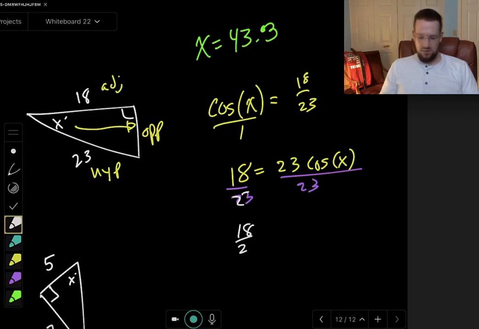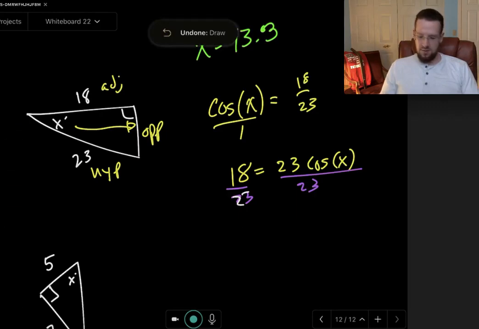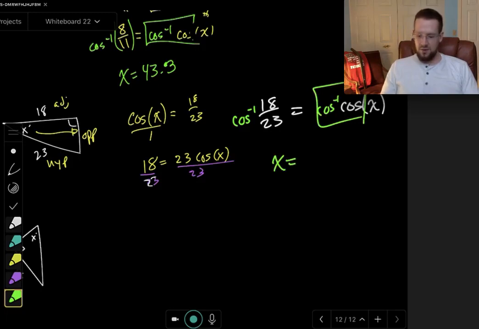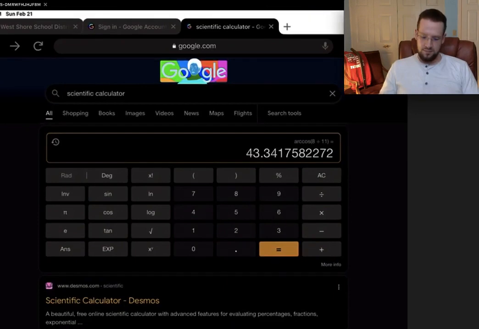So now we have 18 over 23 is equal to the cosine of x. So we need to multiply both sides by the cosine inverse. So these two cosines cancel out, and we're left with x is equal to the cosine inverse of 18 divided by 23. So let's see what that would be. Inverse cosine 18 divided by 23, enter. It looks like 38.5.